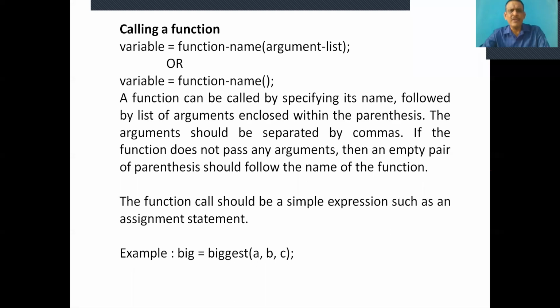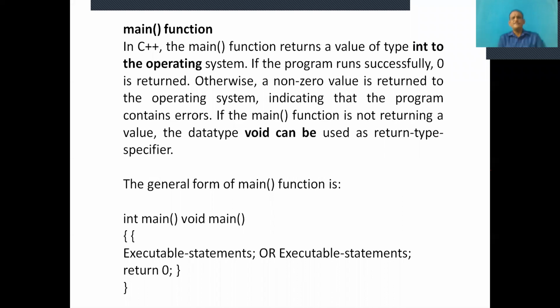Next, after knowing how to call a function with arguments or without arguments, we move on to the next one, that is main. We all know that from the first year. Main is a built-in function. Each and every C++ program must contain one and only one main in the program.